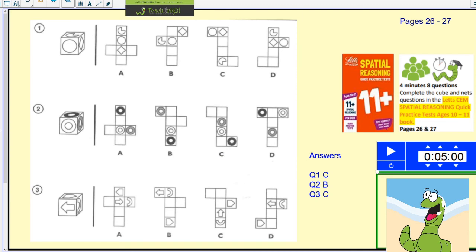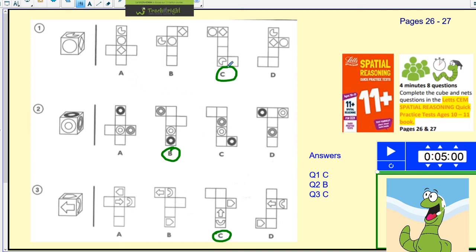So 1 is C, 2 is B, and 3 is C. And if we go through and talk about why. C, B, C. Guys, the reason I'm going through these explanations in a bit more detail is because if you look at the answers at the back, they don't have explanations with them. So I think it's worth going through and talking about why we eliminate things.